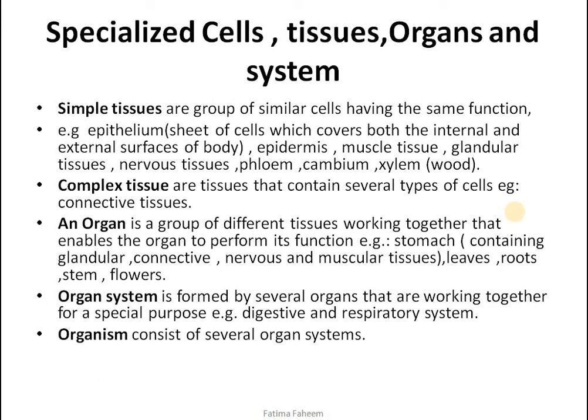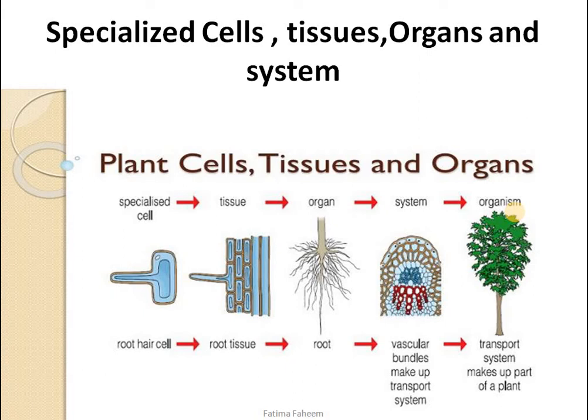And when these tissues combine, they form organs. There are many examples of organs. If you want to look in the animal body, there is stomach, liver, kidneys and many others. On the other hand, in plants, leaves, roots, stems and flowers are examples of organs. When organs combine, they form organ systems, for example, digestive system and respiratory system, and these systems together will form an organism.